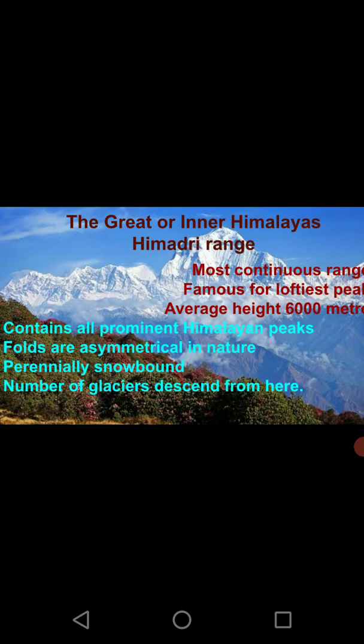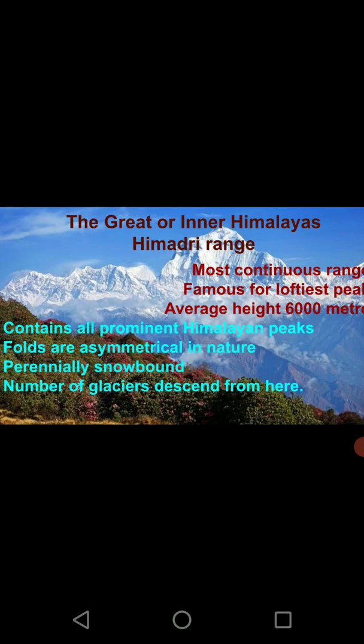The very first range, Himadri, is the most continuous range, and it is known for the loftiest peaks. Average height is 6,000 meters. Most of the Indian Himalayan peaks are located here, like Kanchenjunga, Mount Everest, and many more. These are not continuous in the sense that we cannot draw a proper triangle for any of the mountain peaks here. As you can see in the image at the back, the peaks are asymmetrical.